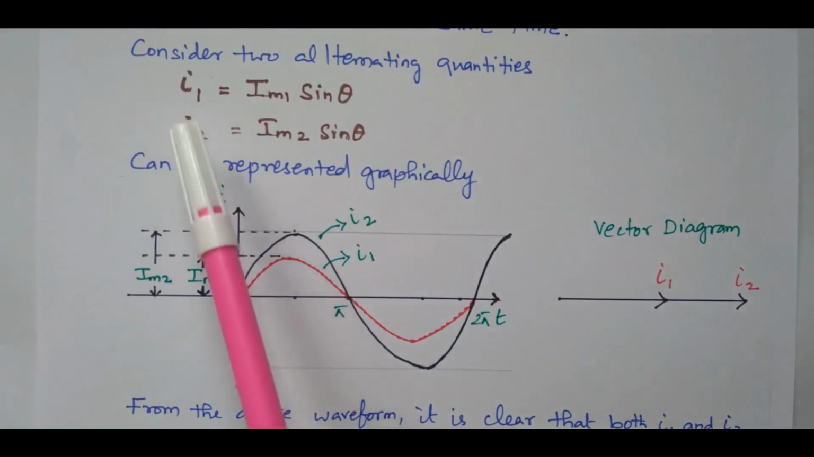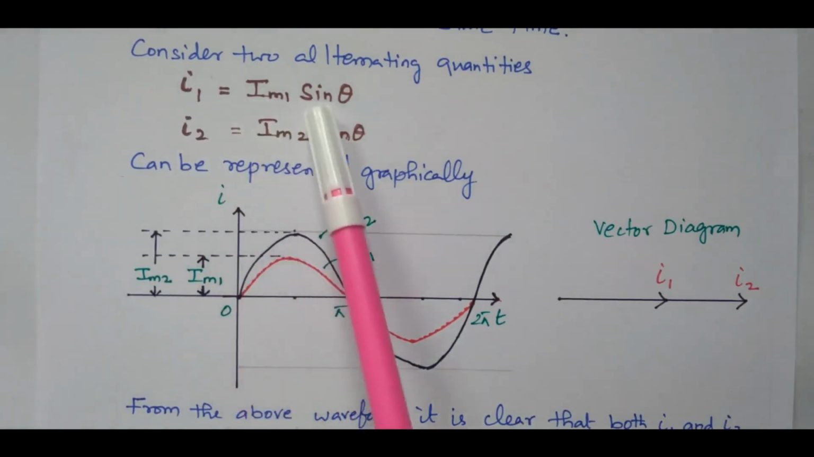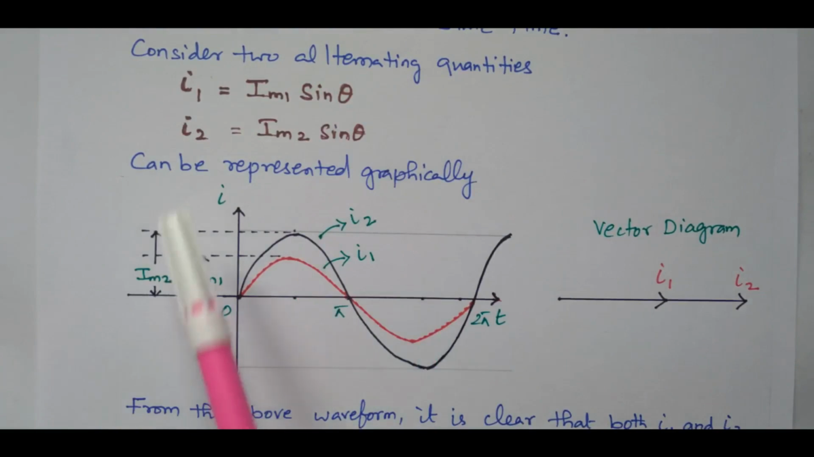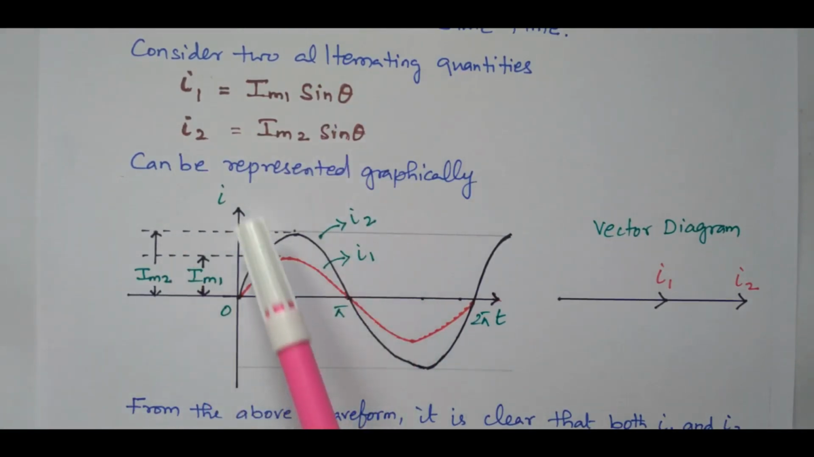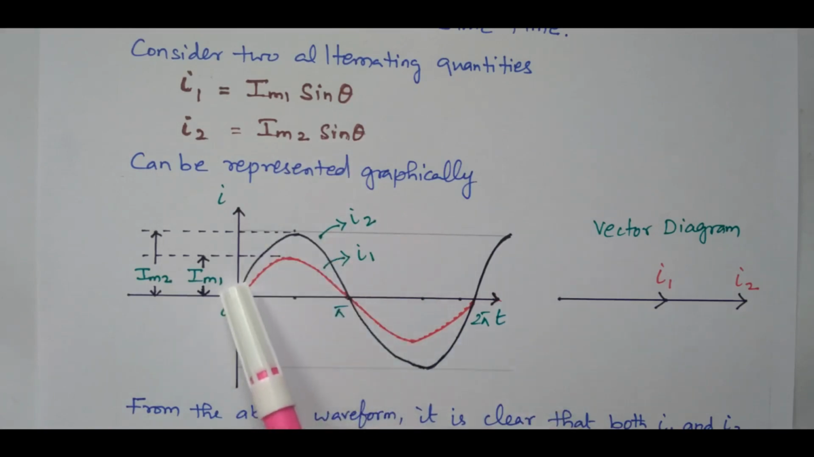Now consider the two waveforms: I1 equals Im1 sin theta, I2 equals Im2 sin theta. So this is represented in a waveform. This is I1, a sine wave. It starts at 0 degrees. This is I2, only its amplitude is more. That also starts at 0 degrees and reaches the maximum value at the same time.